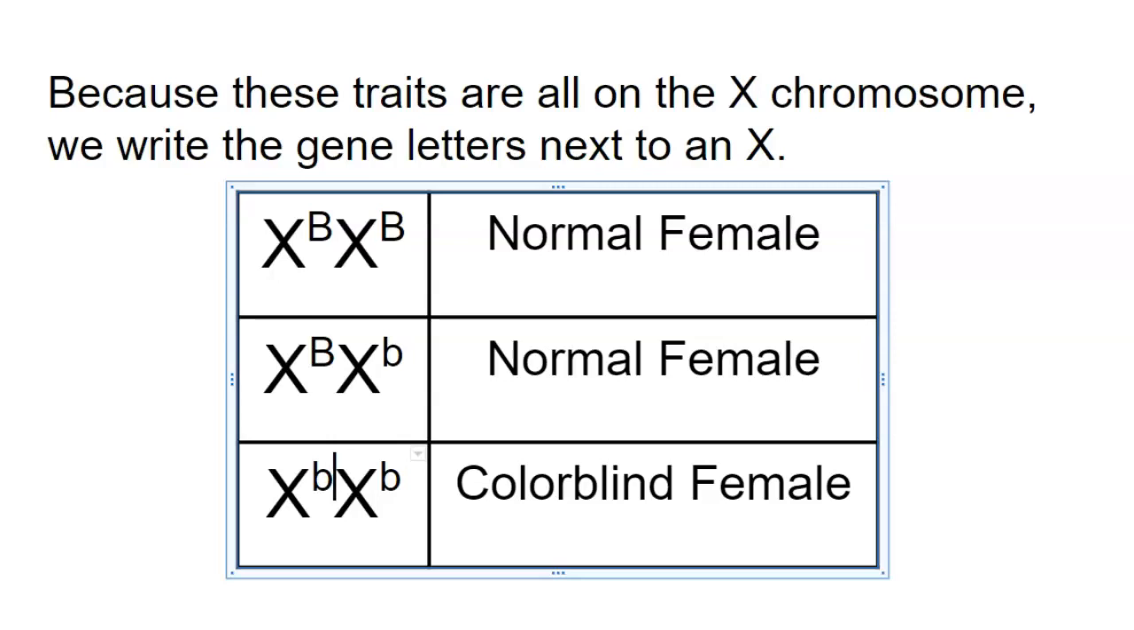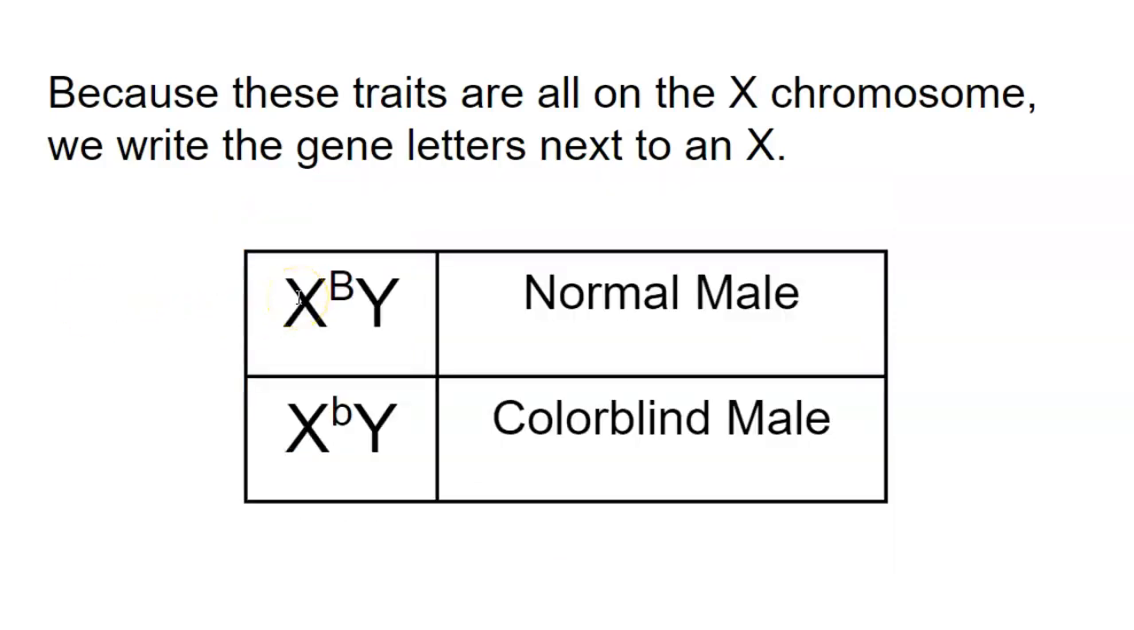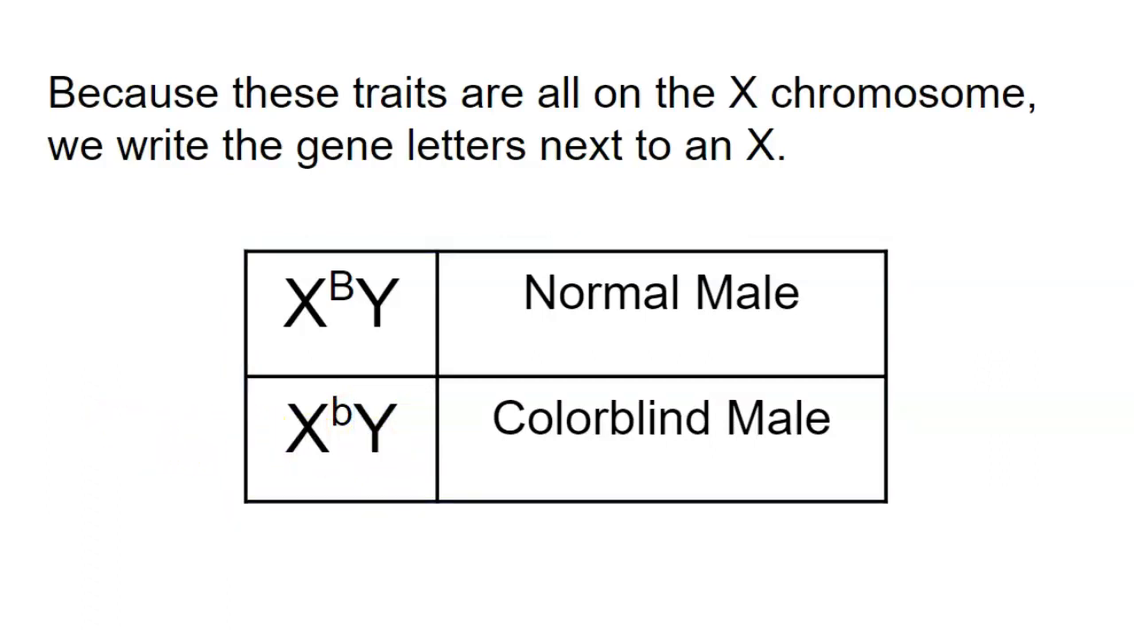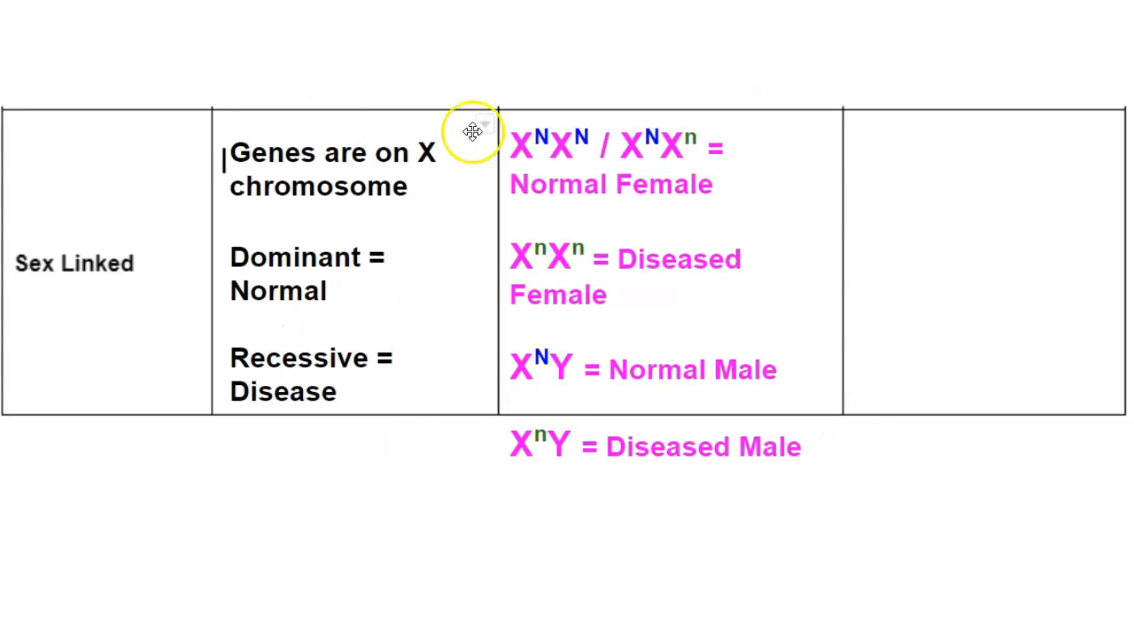With males, it's a little different because males only have one X chromosome. They have an X and a Y. So they only have one of these letters. The Y chromosome does not get a letter because these genes are only on the X chromosome. So a male, if they're normal, just has the capital B. If they're colorblind, they have the lowercase b. So going back to why it is that a male with only one copy ends up with the gene: they don't have two X chromosomes, so they don't get two copies of the gene, they only get one.